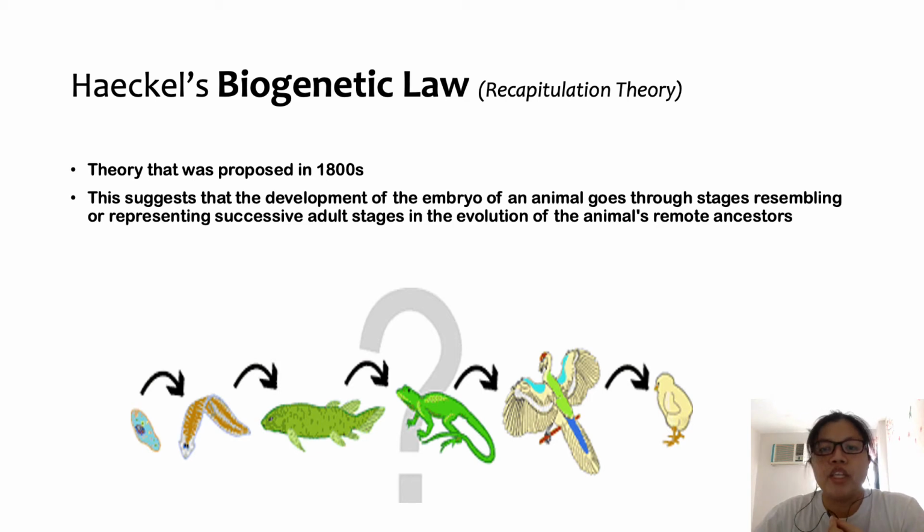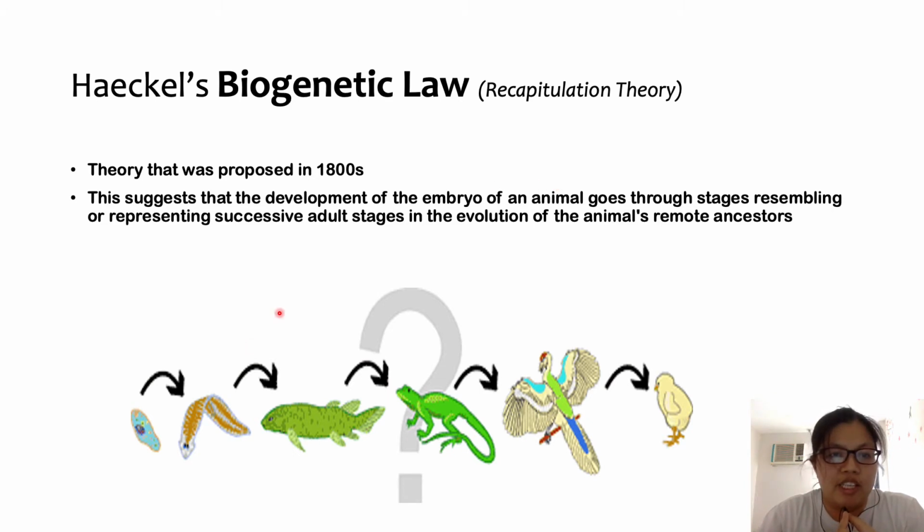introduced to you. This is also known as the biogenic law, or ontogeny recapitulates phylogeny. In this theory, he suggested that the development of the embryo of an animal goes through stages resembling or representing successive adult stages in the evolution of the animal's ancestor.